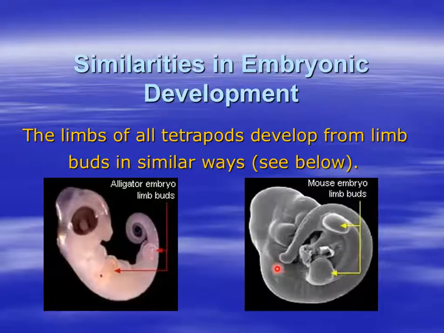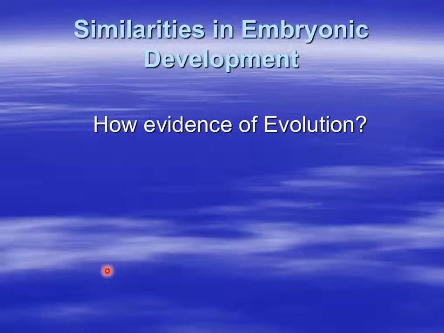Since, again, all tetrapods actually develop limb buds in the same way. That's animals with, these are vertebrate animals that develop 4 limbs. This is strong evidence that all tetrapods, all vertebrate animals, share a common ancestor. And I think I just answered that question, so hopefully you took notes on it.